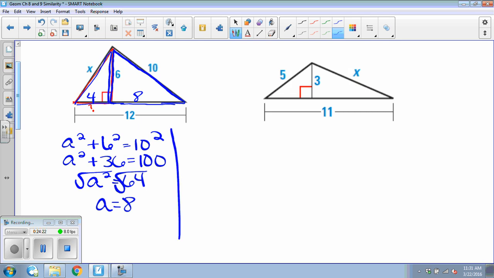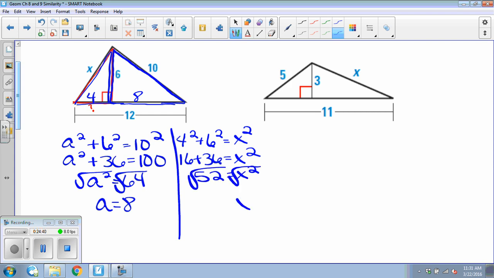So I will do 4 squared plus 6 squared equals x squared. So 16 plus 36 equals x squared. 16 plus 36 is 52 equals x squared. Take the square root of both sides. So that simplifies to 2 square roots of 13. So x equals 2 square roots of 13.